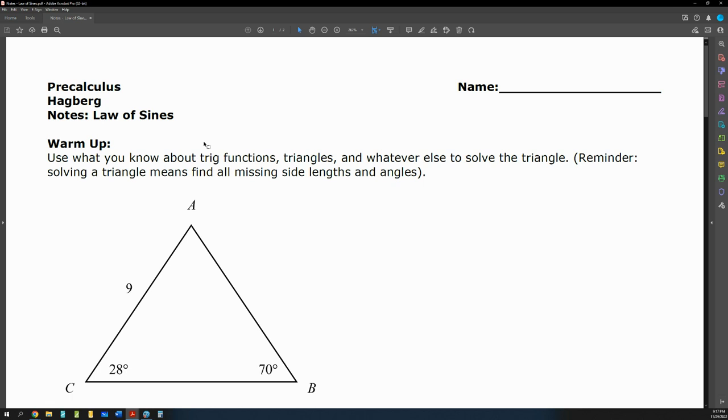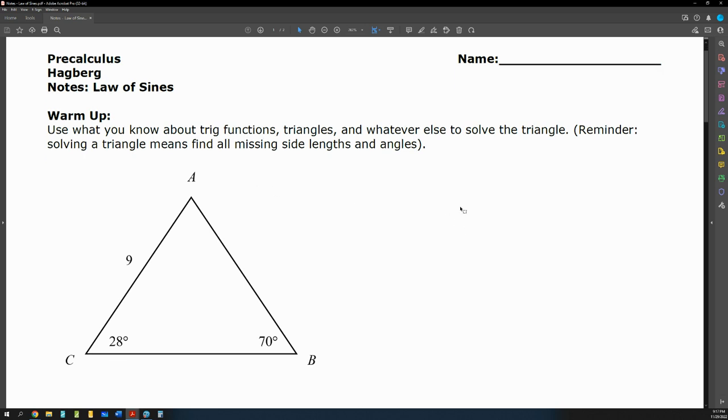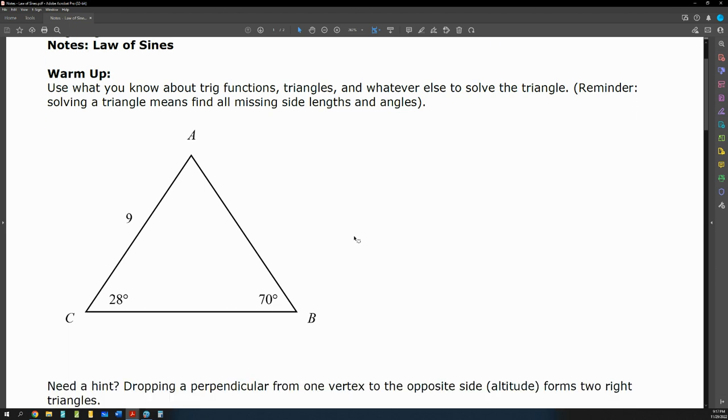Hi everyone. Today we're going to be completing our notes on law of sines. Let's start with this warm-up, using what you know about trig functions, triangles, and whatever else you know to solve this triangle. Just as a reminder from geometry, solving a triangle means find all those missing side lengths and angles.